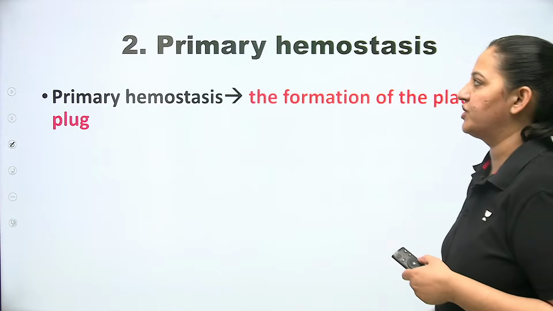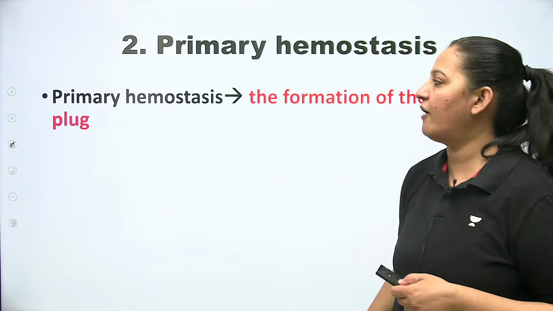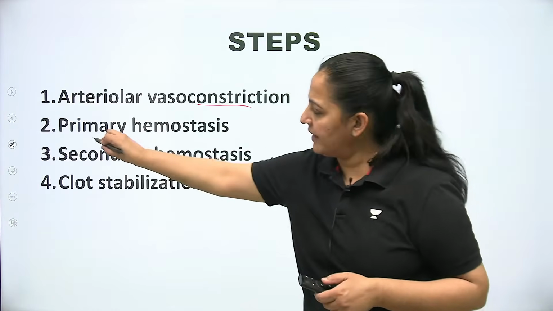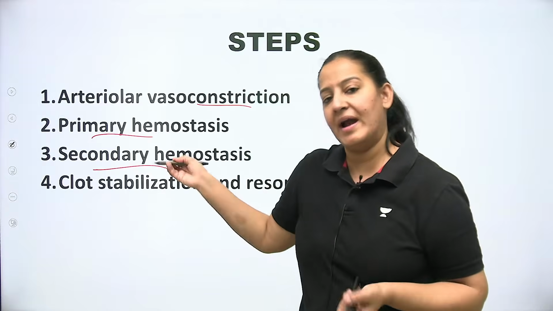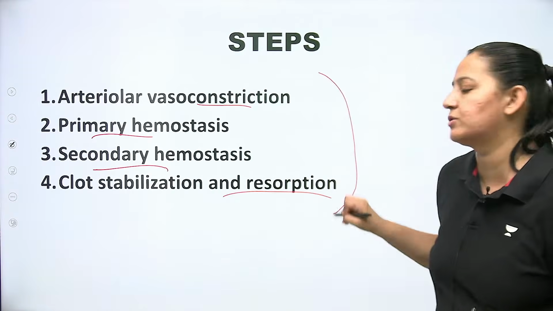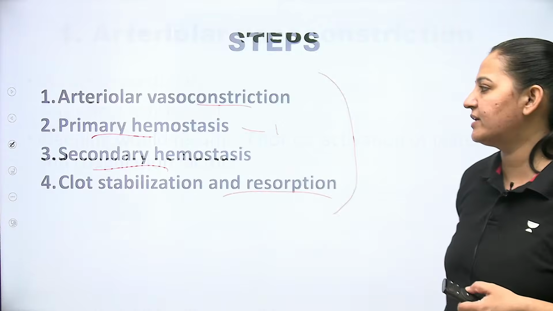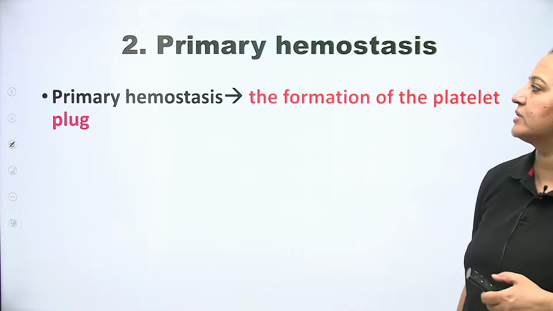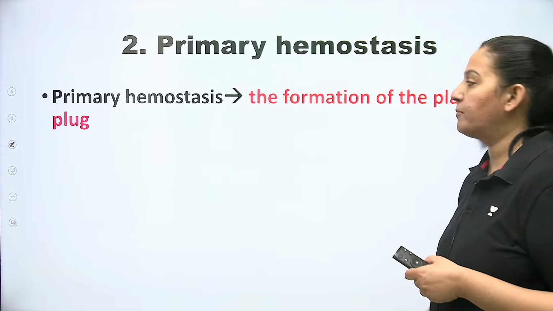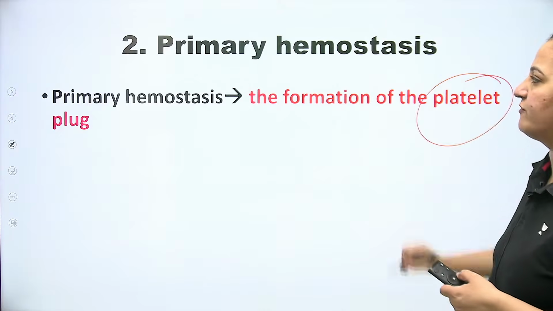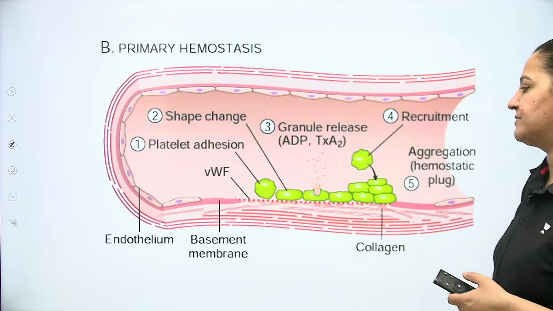So that is vasoconstriction. Then the primary clot is formed. After vasoconstriction, the primary clot is formed, then the secondary clot is formed, and in the end, after healing, the clot will dissolve. So these are the 4 steps. The primary clot is made up of platelets, right? I will explain how the primary clot is formed. So see, there are 3 steps. I will explain all.